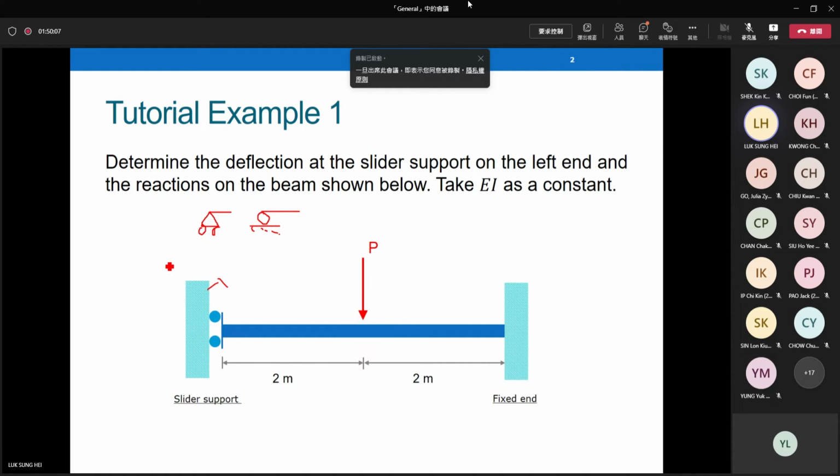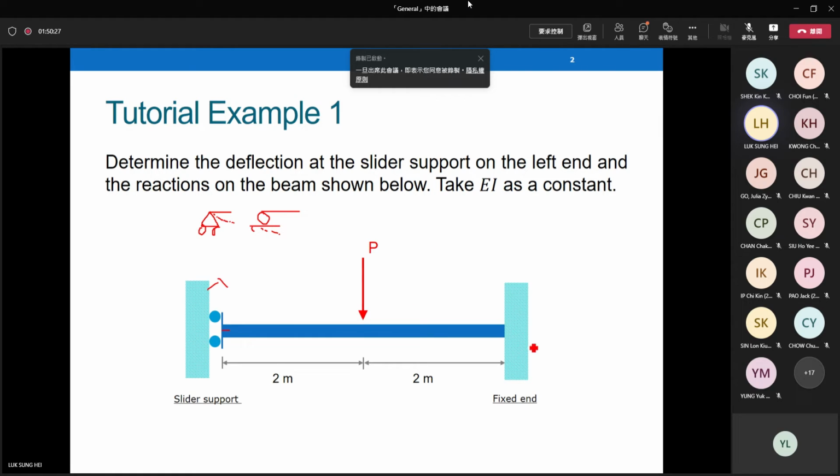There's one important difference. For roller support, it is free to rotate. Normally, for roller support, right? There's free rotation at classical normal roller support. What about slider? A slider does not allow any rotation occurred at the slider support.